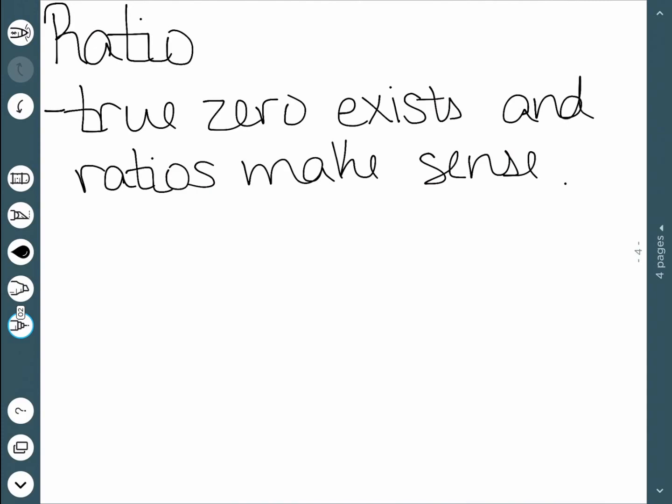If we think about something like age, 0 would be the moment you're born, so we do have a true 0. It does mean you haven't aged at all. In addition, ratios make sense. I can definitely say I'm twice as old as you, or you are 3 times as old as this other person. So these type of ratios will make sense. Now that we've got the 4 different ones, let's do a couple of examples and see if we can classify them.